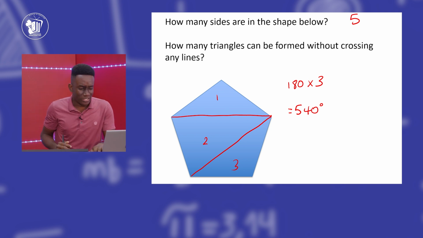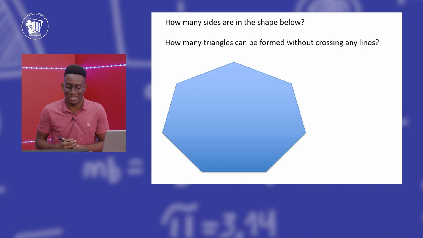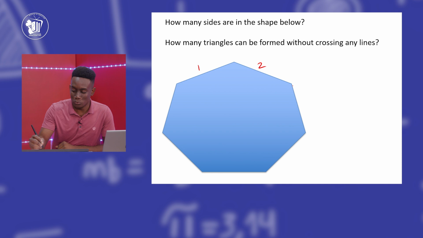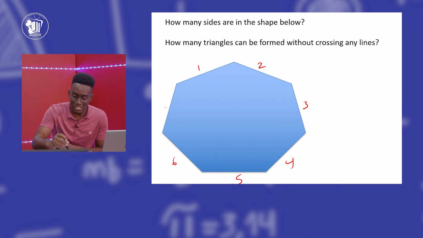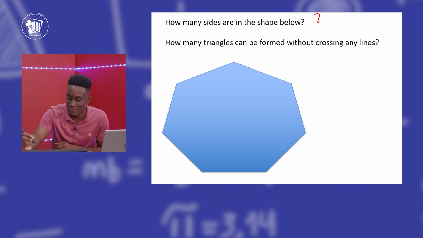So let's look at another one. This one says, how many sides are in the shape below? We have 1, 2, 3, 4, 5, 6, 7 sides in the shape. So we have 7 sides.